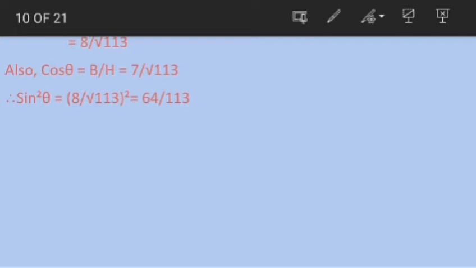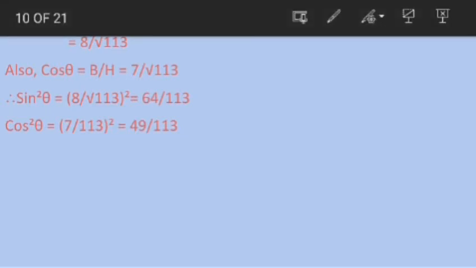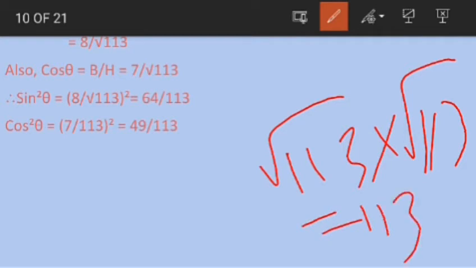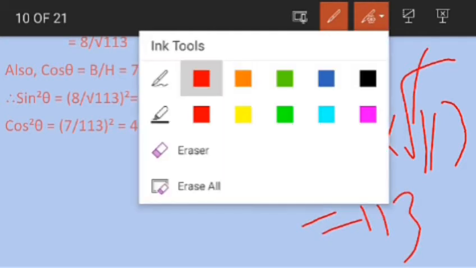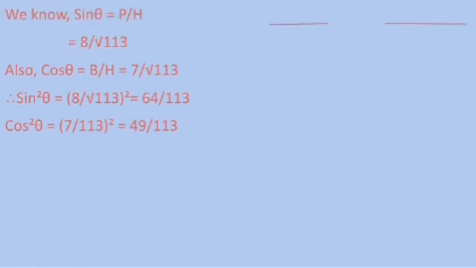So we will be left with the value 64 divided by 113, because when you multiply root 113 into root 113, it is just 113, because the roots cancel out. Okay class. Now similarly we calculate the value of cos square, that is 7 divided by root 113 whole square, and it is going to be 49 divided by 113.